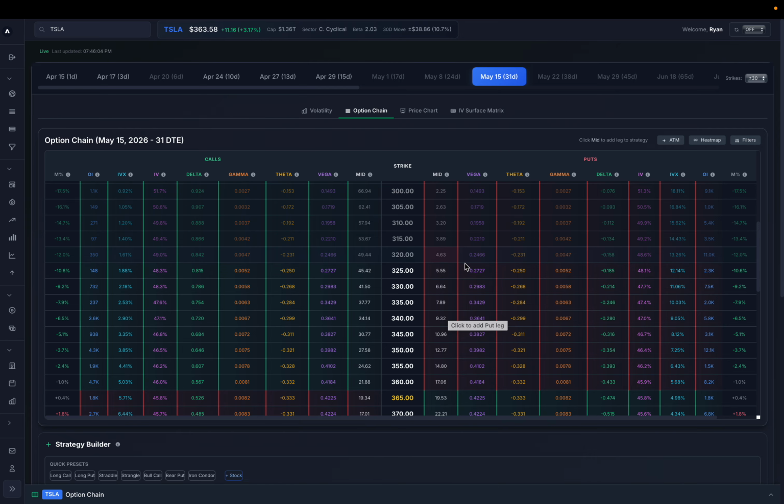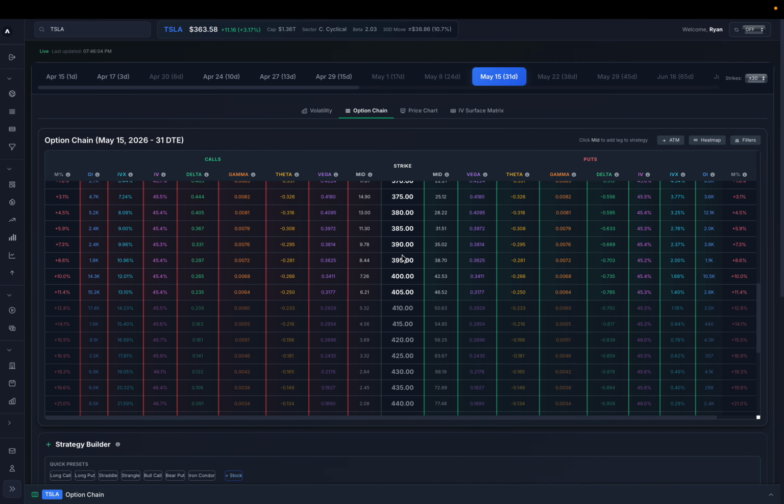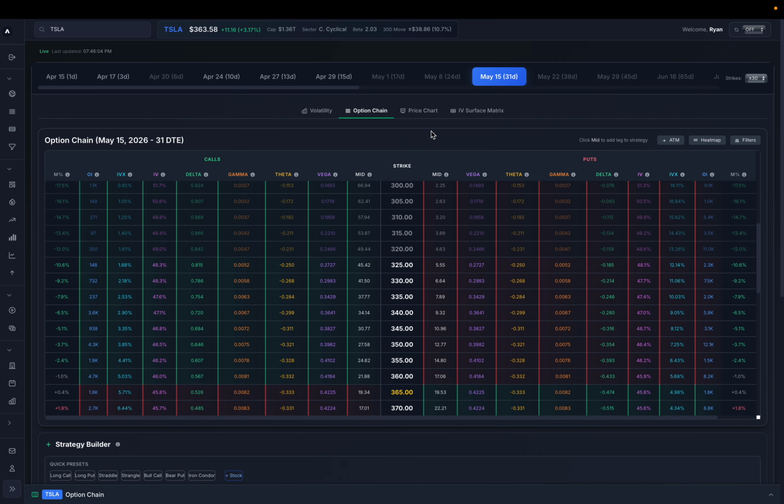So if you want to be outside the expected move in Tesla with a month to go, you may want to trade the 320 and the 410 strangle as an example. So let's go ahead and pretend that we want to do that. We would then want to understand, does that make sense for us? And what are our break-even points?